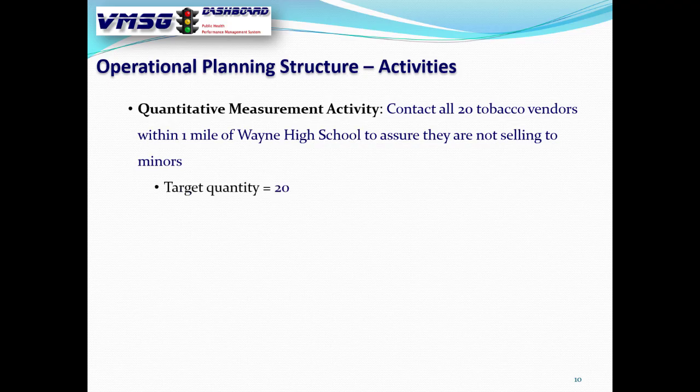In the QM activity wizard, we'll set the target quantity to 20. When the actual number of vendors is entered regularly, this will calculate the percent complete. If you've contacted 10 vendors so far, you'll be 50% complete. Then we'll set the date range to August 1st, 2020 through May 30th, 2021.